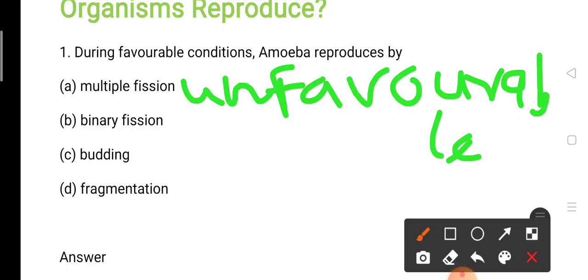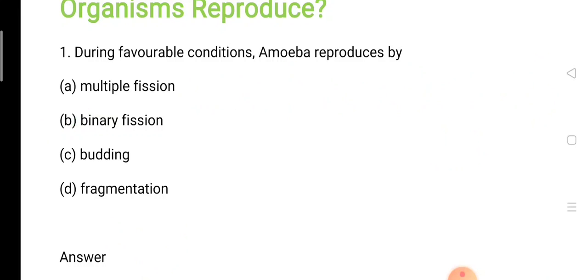Budding is not done in amoeba, it is the process that takes place in unicellular organisms like yeast, a fungus, and in multicellular organisms like hydra. Fragmentation also does not occur in amoeba, so the only option we have is binary fission. It means our answer will be option B. So this is our correct answer, binary fission, through which amoeba reproduces during favorable condition.